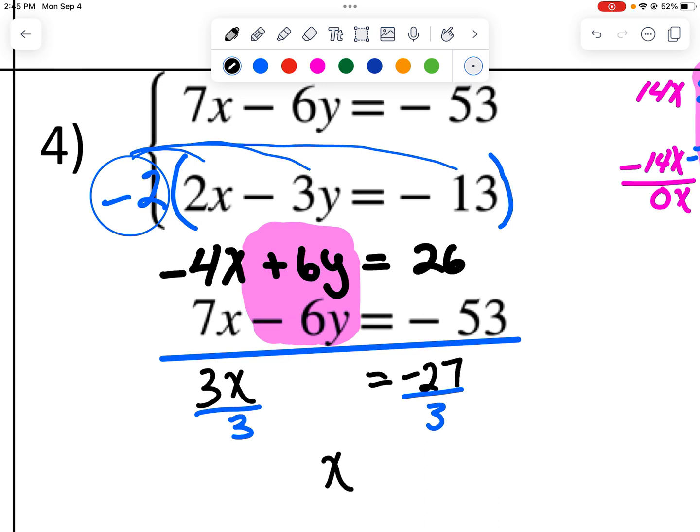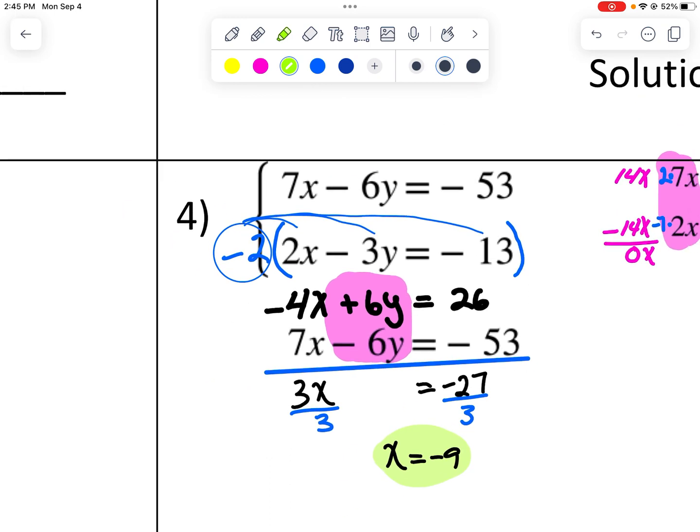So I get x equals negative 9. Now we're going to take the value of x, which is negative 9, and we can put it in any of our x's. We can put it right here. We can put it right here. We could even put it right here. We could even put it right there. Which one are you going to choose? It doesn't matter. You'll get the exact same answer.